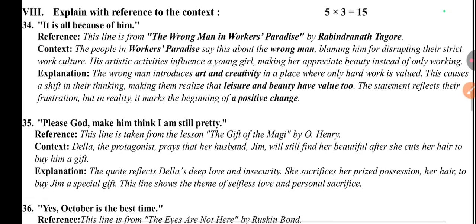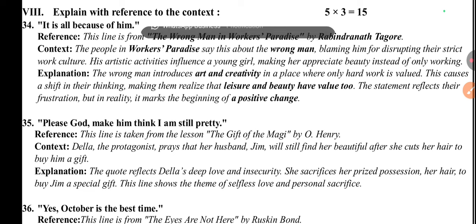Question number 8. Explain with reference to context. Okay, 3 mark questions. These are total 5 questions for 15 marks. 34th question: It is all because of him. Reference: This line is from The Wrong Man in Workers' Paradise by Rabindranath Tagore.